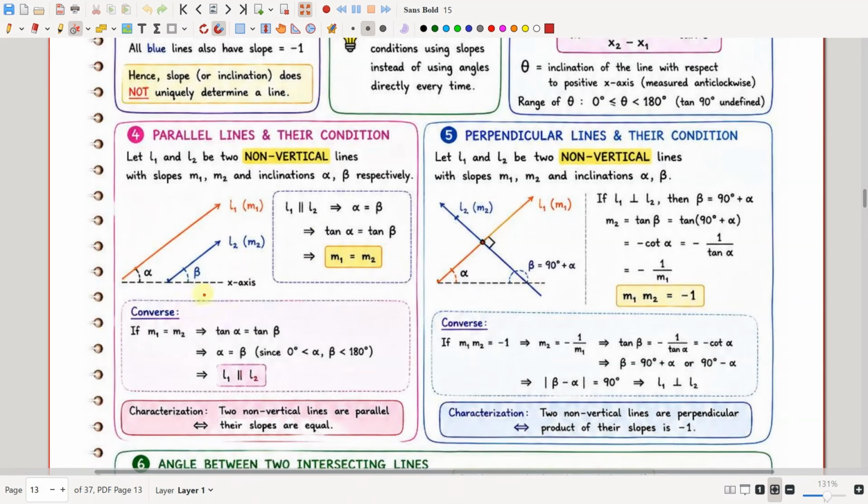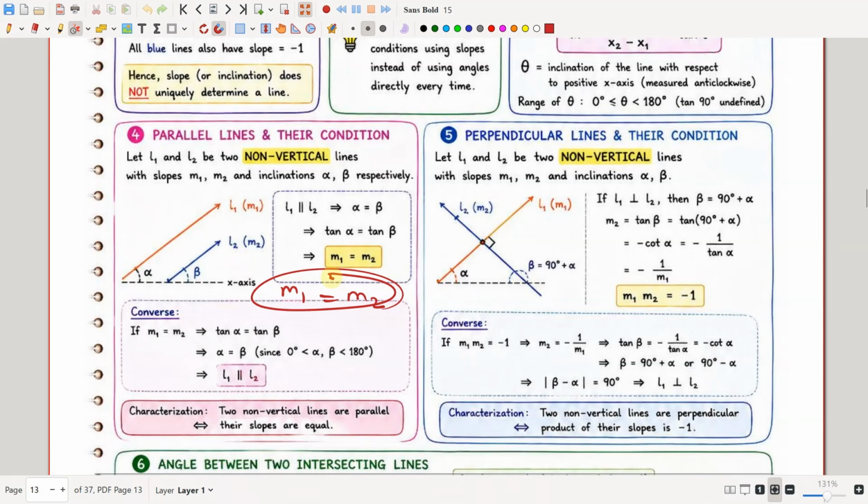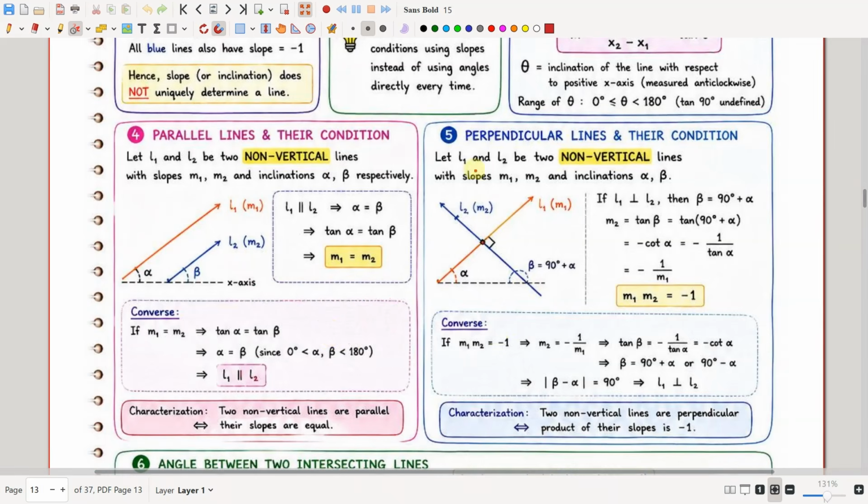For example, if two lines have equal slopes, then these lines L1 and L2 will be parallel. On the other hand, if two lines are perpendicular like this, then the product of their slopes will be -1. So for two lines to be parallel, their slopes should be equal, and for two lines to be perpendicular, the product of their slopes should be -1. So this is the condition for parallel and perpendicular.